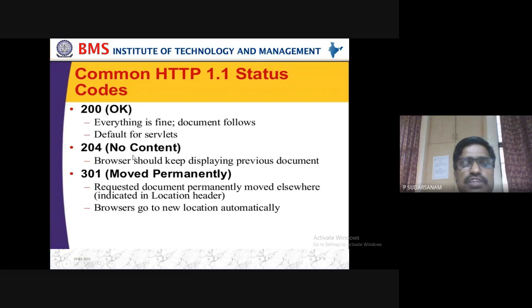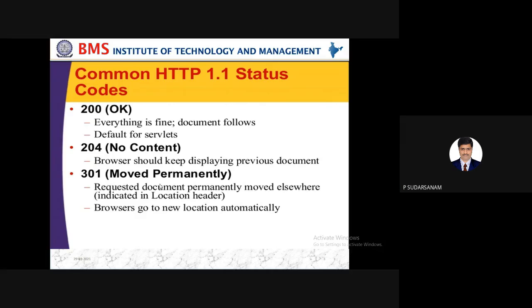Next, 204 is when it is not connecting. Even though links are there, when you click something, it will not connect, maybe due to many reasons, connection problems or server busy or other problems. Everything is fine and you are requesting, but you are not getting it. So the browser should keep displaying the previous document. No content means some message should be displayed, either the previous content or something.